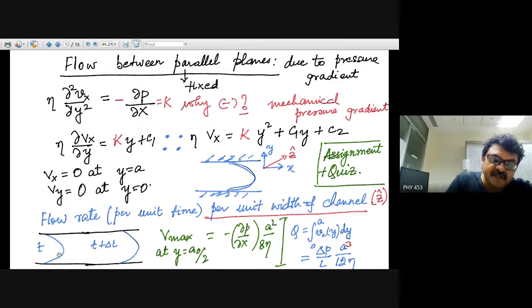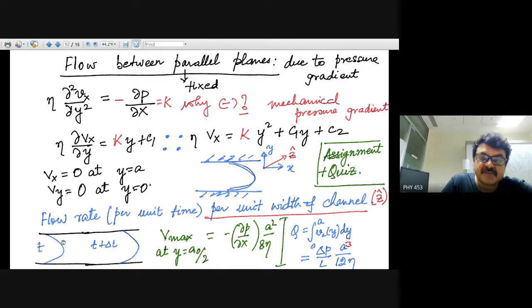You have a layer of fluid, and different layers of fluid are moving at different velocities. Over a matter of time, this fluid would have moved here. Toward the center there is higher velocity, so more fluid is flowing per unit time. Closer to the walls, there is less fluid flowing per unit time. So the total amount of fluid flowing per unit time, you have to integrate from 0 to A, Vx dy, and if you calculate it, you will get A cube.